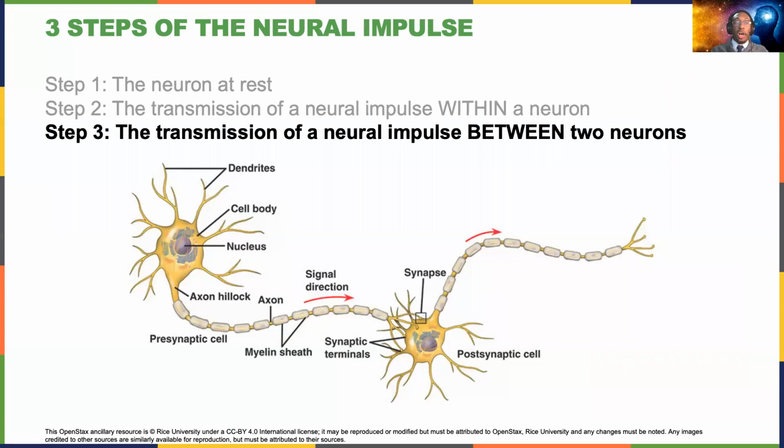So in the next video, I'll be discussing the transmission of the neural impulse between two neurons. How do neurons communicate with each other to give rise to all of our mental functions?